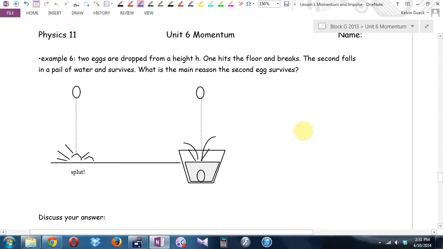Two eggs, identical eggs, are dropped from the same height, h. One hits a concrete floor and breaks. The other lands in a pail of water and survives. What's the main reason the egg survives? First of all, do they both have the same mass? Yes. Do they both have the same V initial? 0. Will they both have the same V final? Yep. So here's the issue.